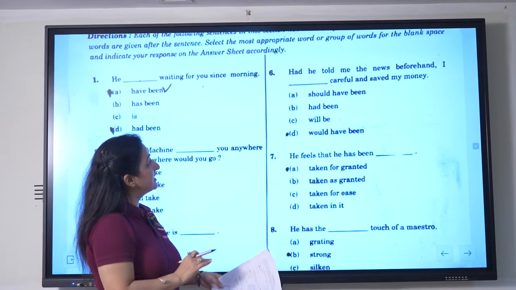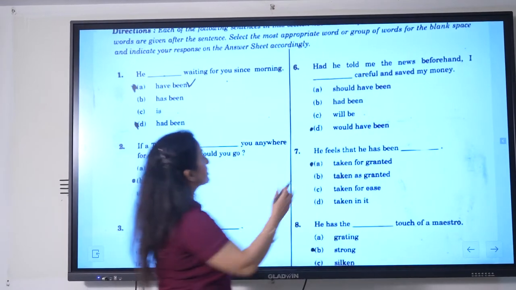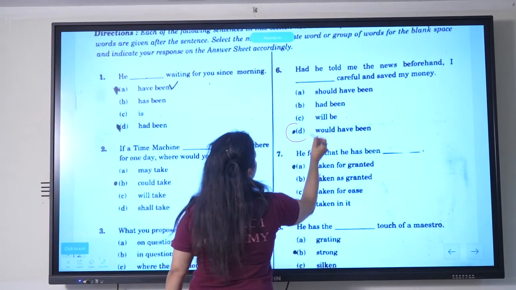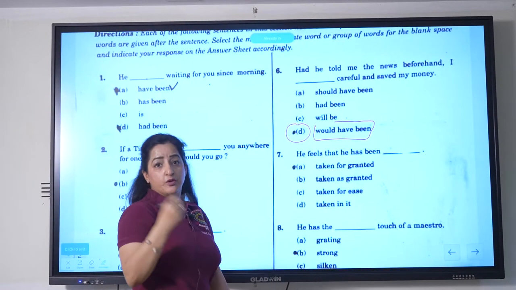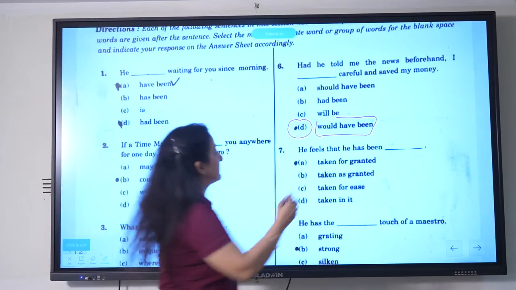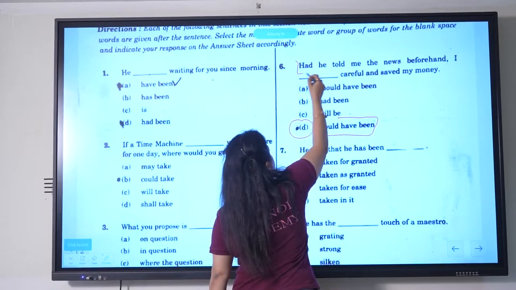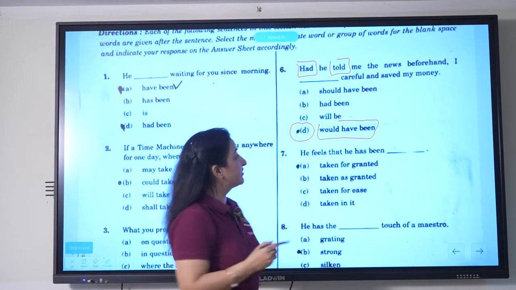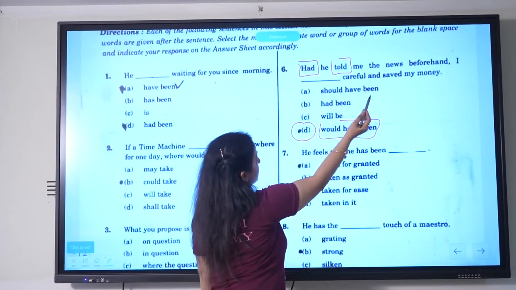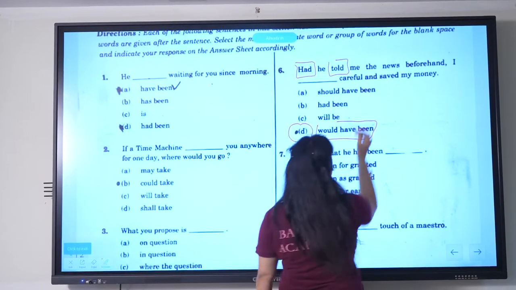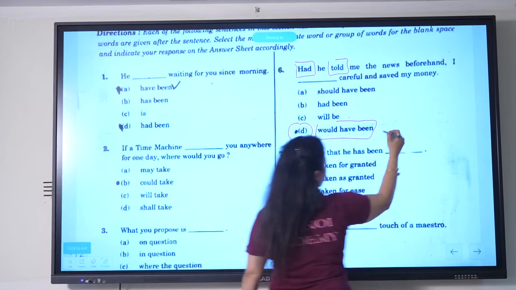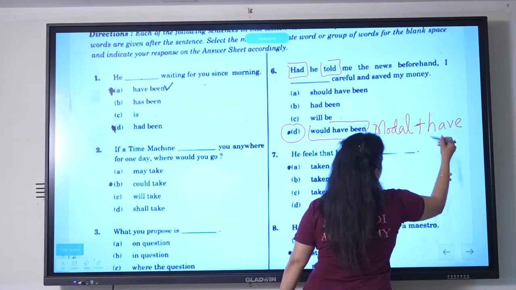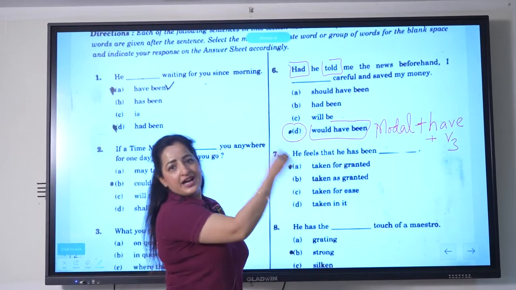Question number 6. Had he told me the news beforehand, I dash. The answer is, I would have been careful and saved the money. Why? Because there is a rule in conditional sentences, if your if clause, this is an imaginary sentence, na? Had he told me, now this is in which tense? Past perfect tense, had plus V3. So the rule is, if the conditional clause is in past perfect tense, your subordinate clause should always have modal plus have plus V3. So which is why would have and been is the answer.